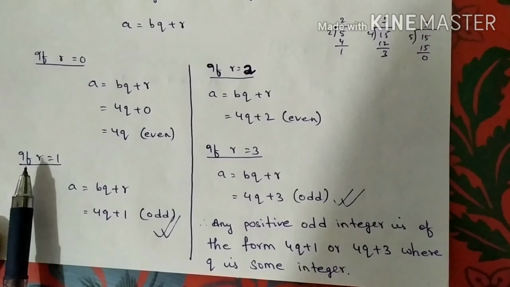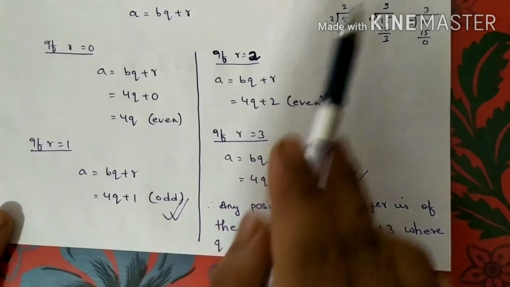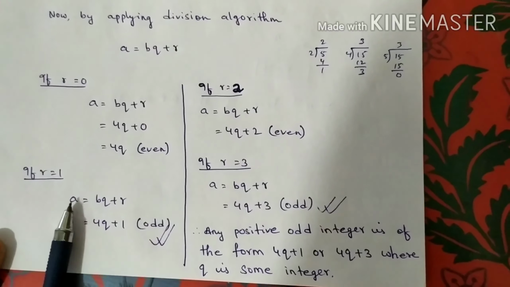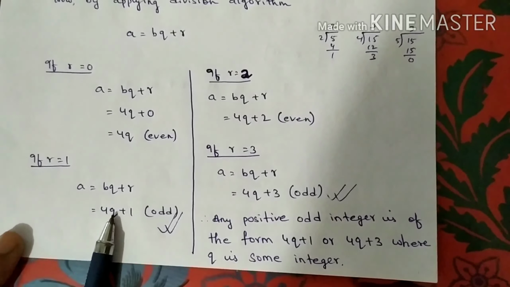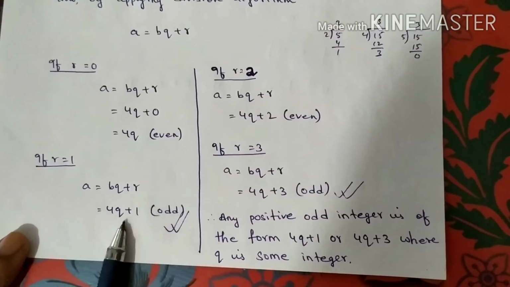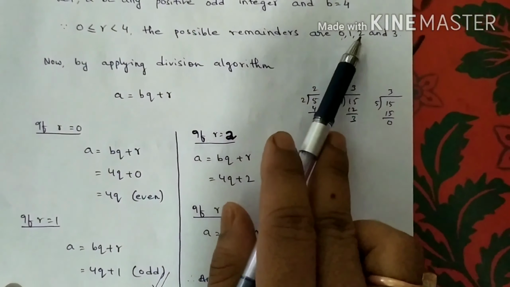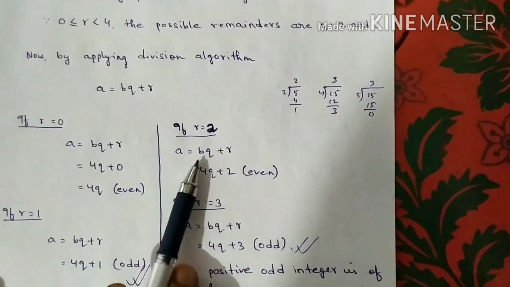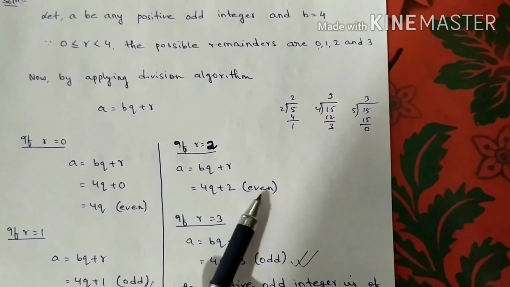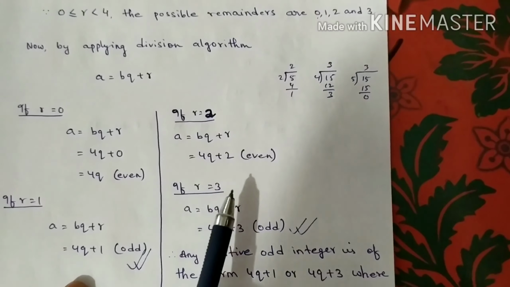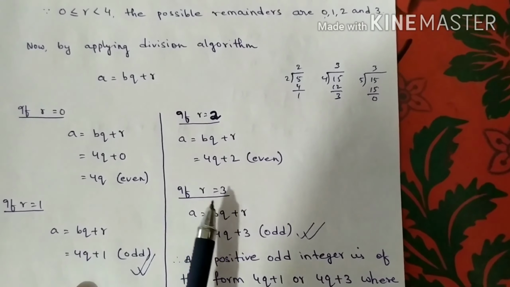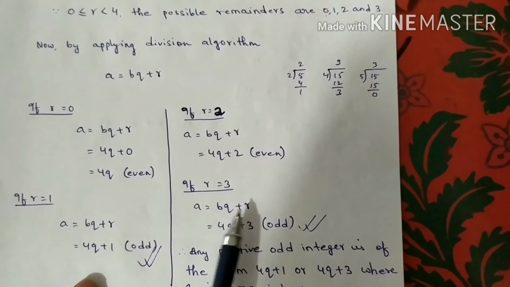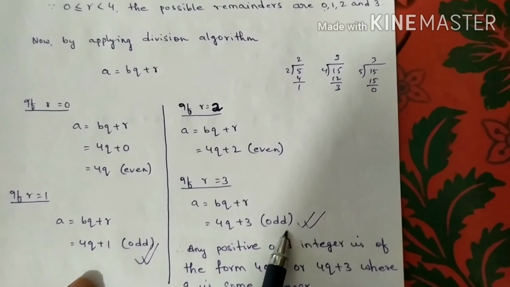Now if I assume r as 1, remainder is 1, then by applying division algorithm, a is equal to bq plus r, b is 4, q plus r is 1. So 4q plus 1 is odd. Then if I assume remainder is 2, then by division algorithm, a is equal to bq plus r, b is 4, q, r is 2, 4q plus 2 is even. Now again if I assume r is 3, then by division algorithm, a is equal to bq plus r, b is 4, q plus r is 3. So 4q plus 3 will be odd.